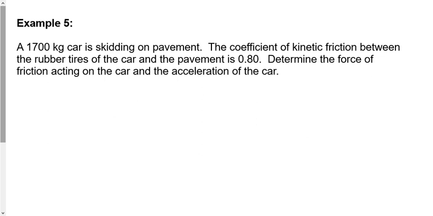Let's do example number 5 that's in your notes here. Example number 5 says, we got a 1,700 kilogram car and it's skidding on pavement. The coefficient of kinetic friction between the rubber and the tires is 0.80. We know that it should be kinetic friction, right? We know that it should be kinetic friction because the car is skidding.